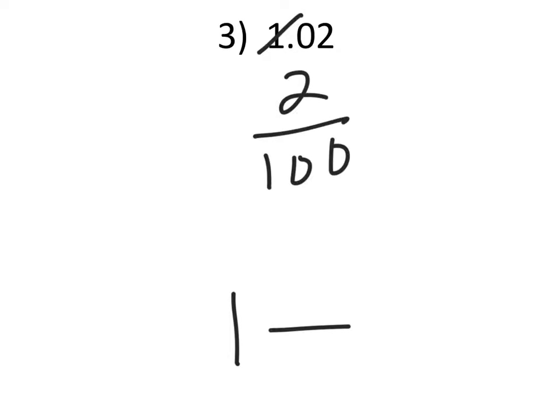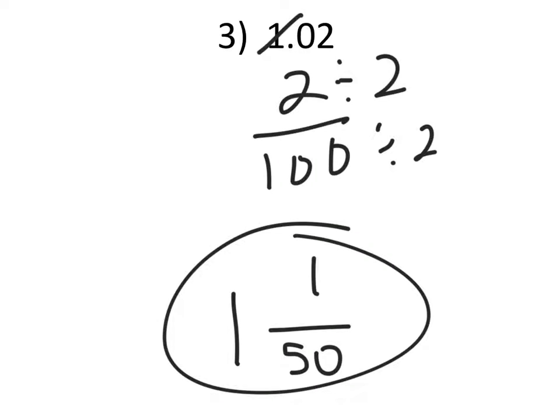With number 3, 1 and 2 hundredths. Now, I know it's going to be over 1, so I know my final answer is going to be a mixed number. I know I'm going to have the 1 and some type of fraction. So I'm not even going to worry about the 1 right now. I'm going to focus on that 2 hundredths. And again, how I read it is just how I could write it. That's going to help me get the problem solved a little bit quicker if I just follow this process. I can divide each of these by 2, and I get 1/50. So 1 and 1/50 is my final answer here.